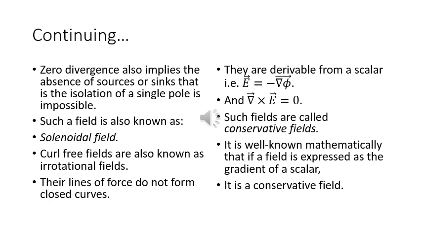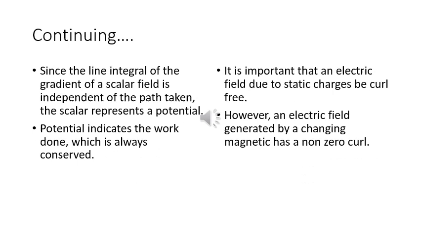It is well known mathematically that if a field is expressed as the gradient of a scalar, it is conservative. Since the line integral of the gradient of a scalar field is independent of the path taken, the scalar represents a potential. Potential indicates the work done, which is always conserved. It is important that an electric field due to static charges be curl-free. However, an electric field generated by a changing magnetic field has a non-zero curl.